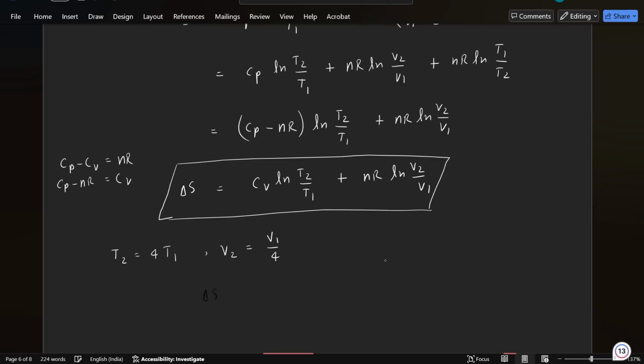So delta S is equal to Cv ln 4T1 by T1, plus n is 1, n is equal to 1. So then plus R ln, what is V2? V1 by 4, V1 by 4 V1. Okay, so T1 T1 cancels, V1 V1 cancels, so we have Cv.